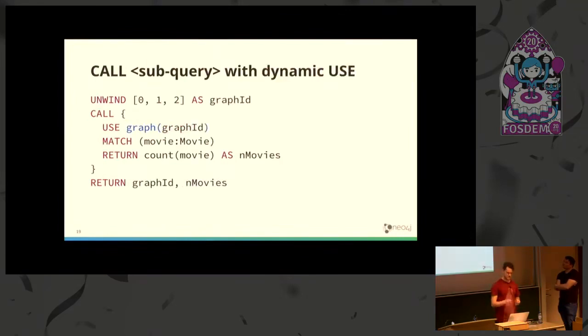The most powerful use of CALL and USE together is the dynamic USE lookup, where you can go to a different subgraph depending on data that's coming in. This is again a correlated subquery, because you choose what graph to execute against based on the value of this graph ID variable. So each execution of the subquery goes to a different subgraph.